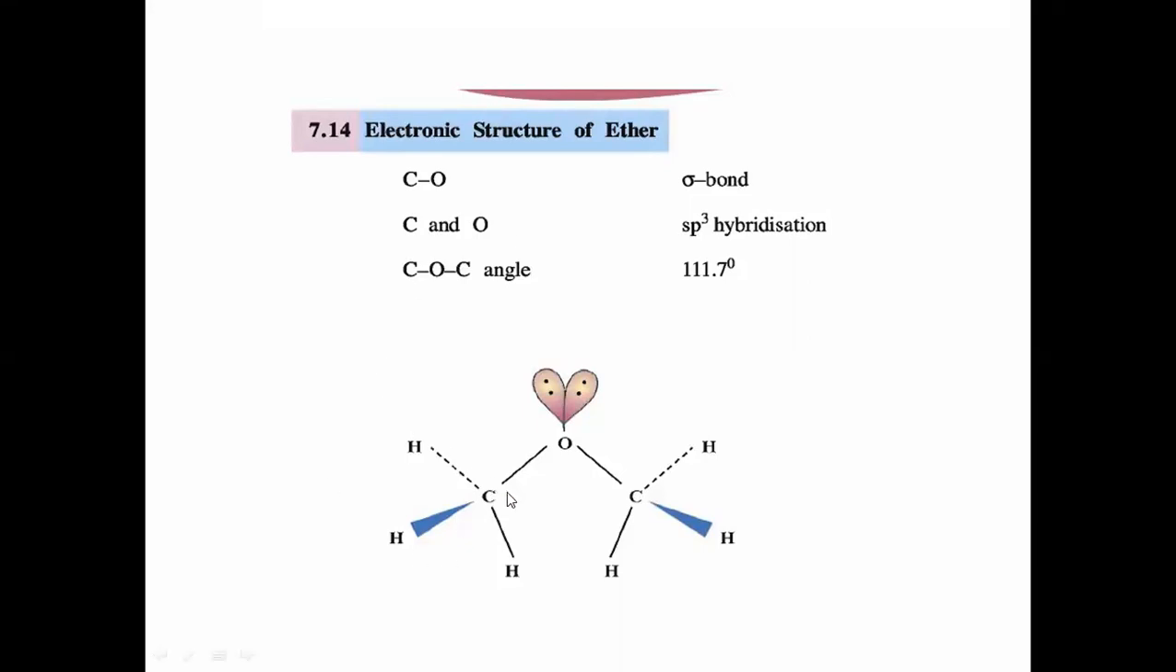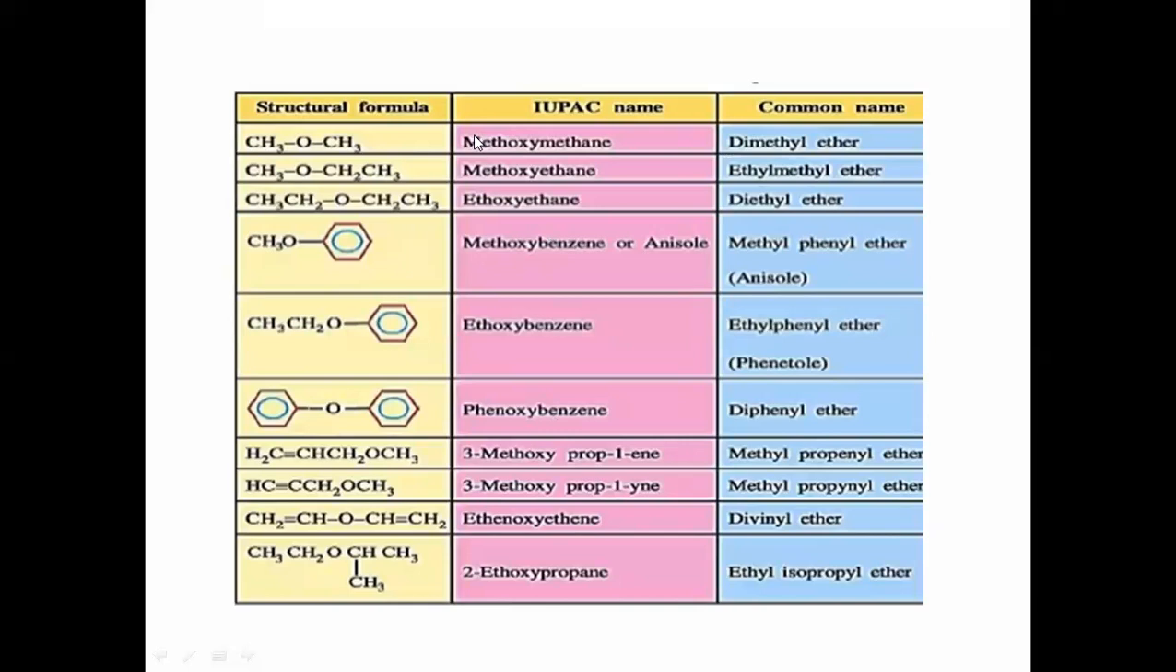CH3OCH3 is methoxymethane. So this is an example, CH3OCH3, methoxymethane. Let's go ahead. The common name for methoxymethane is dimethyl ether. The second one is an example of CH3OCH2CH3. It is methoxyethane, and the common name for methoxyethane is ethyl methyl ether.